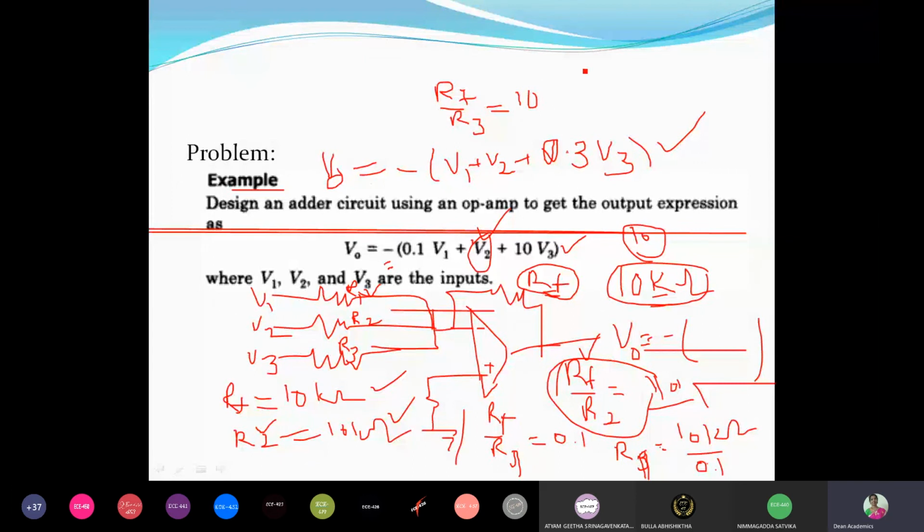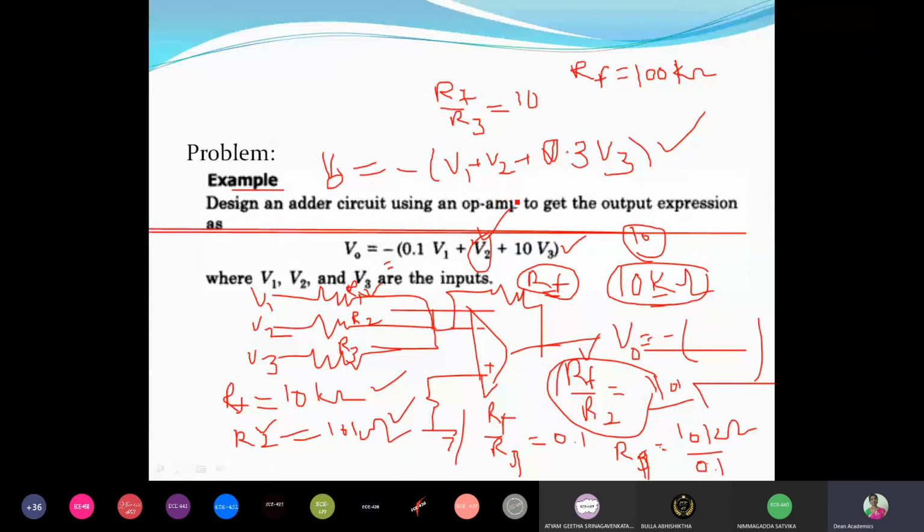Geeta, you tell me what is the value of RF that people have to assume. You give some RF value also, so that all others will calculate R1, R2, R3 values. Ma'am, 100 kilo ohms. 100 kilo ohms, good. All of you consider 100 kilo ohms as feedback resistance, and you calculate.